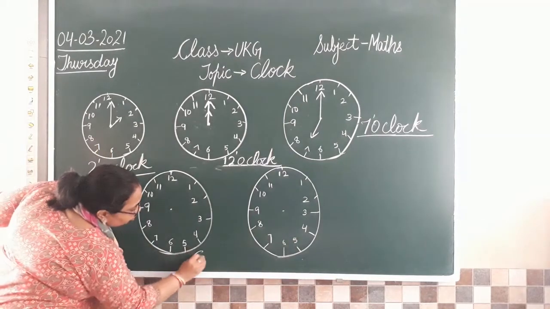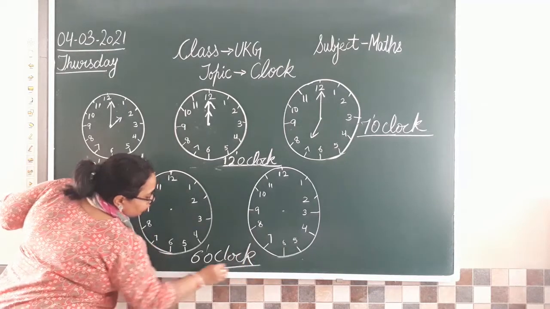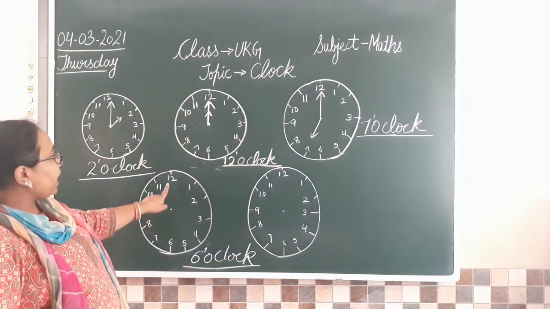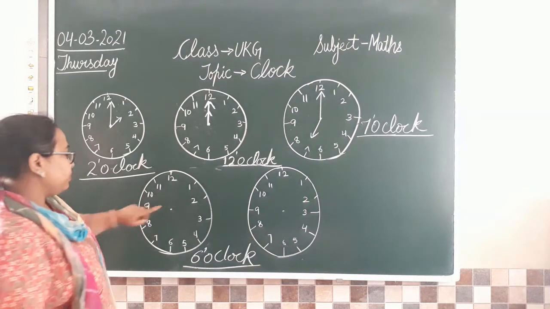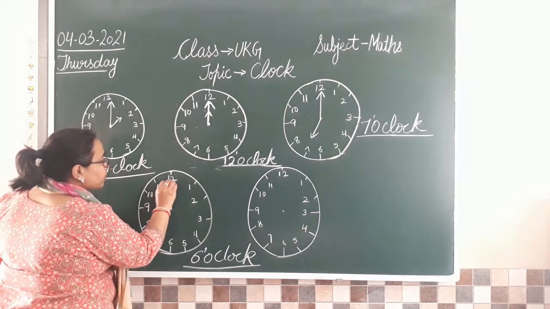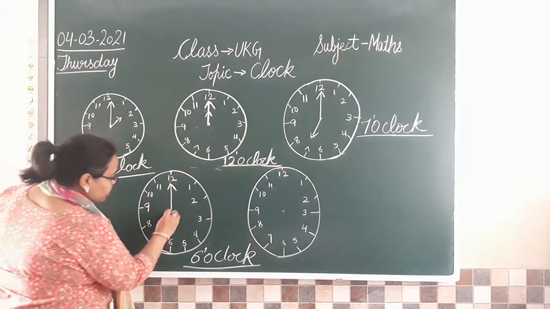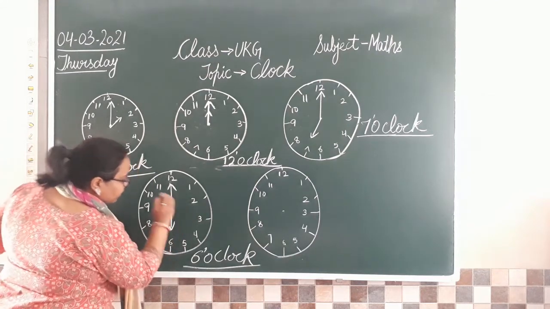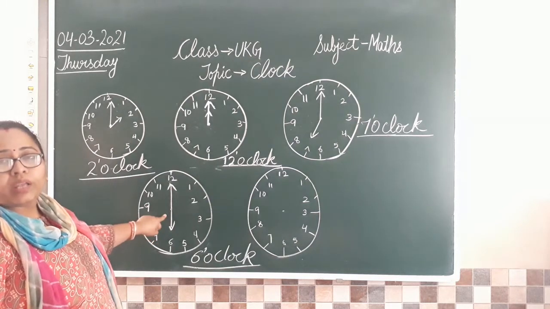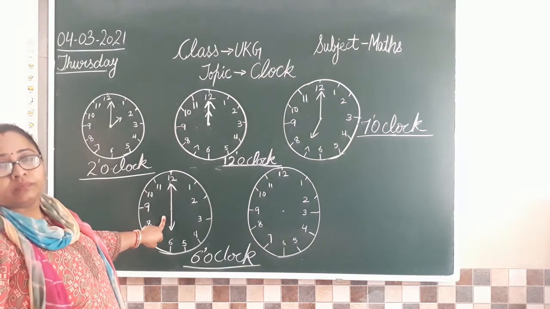Now you have to show 6 o'clock. How will you do that? 6 o'clock. Again, long hand towards 12. Okay. Like this, you will draw the long hand towards 12 and the short hand towards 6. इसी में नीचे like this. So this is 6 o'clock. What time is showing? It's showing 6 o'clock.